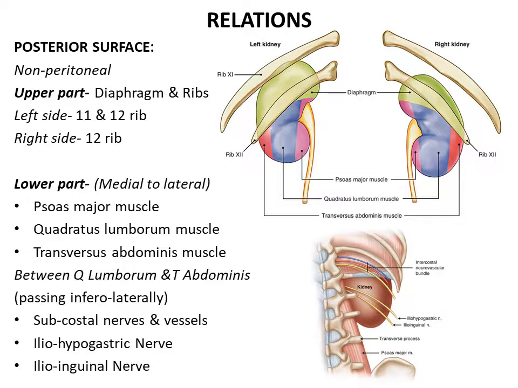In between these muscles, that is between the quadratus lumborum and transversus abdominis, pass three nerves accompanied by vessels inferolaterally, that is downwards and laterally. From above downwards, they are the subcostal nerve, which is accompanied by the subcostal vessels, the iliohypogastric nerve, and the ilioinguinal nerve.